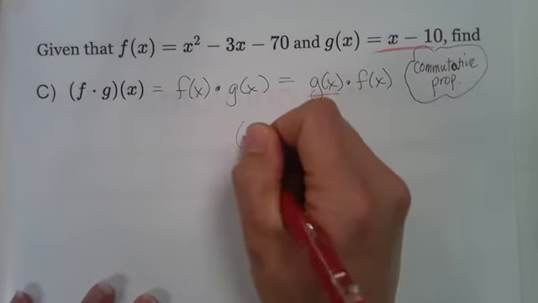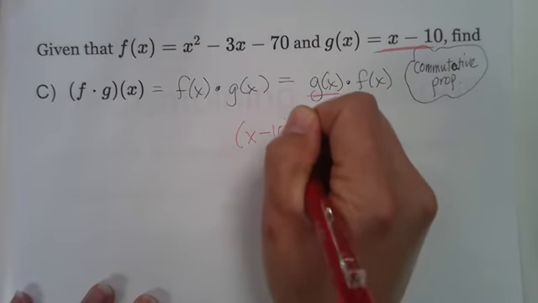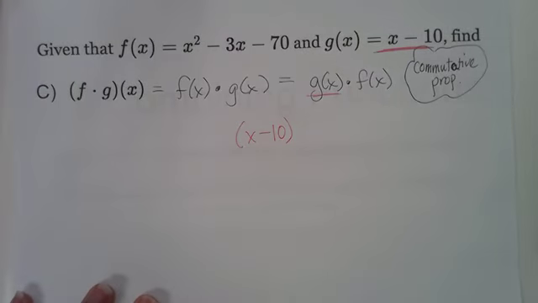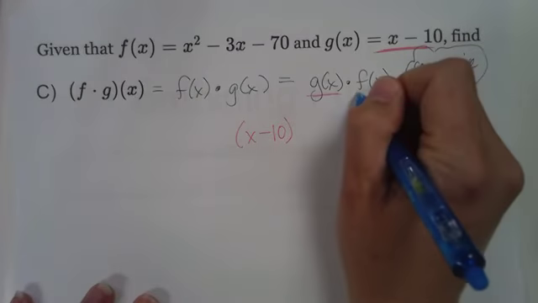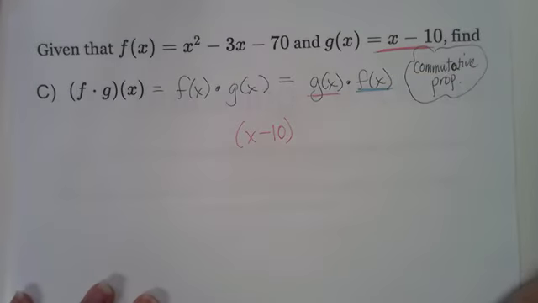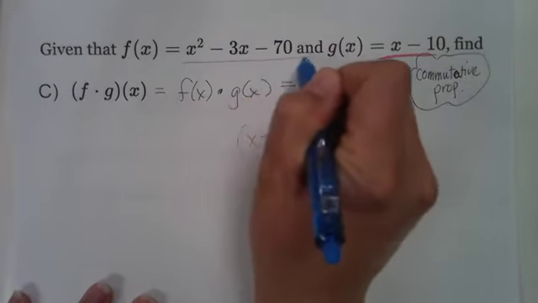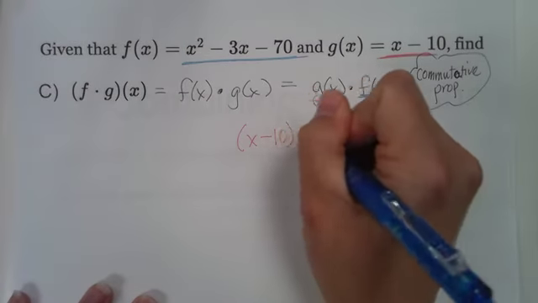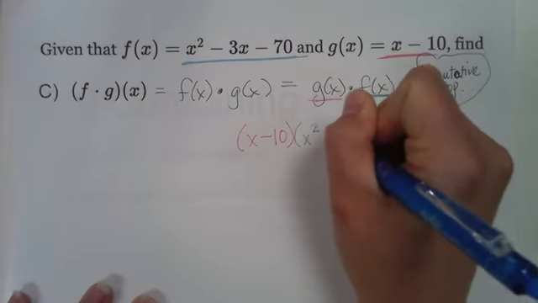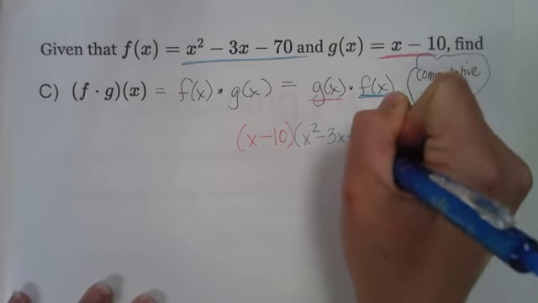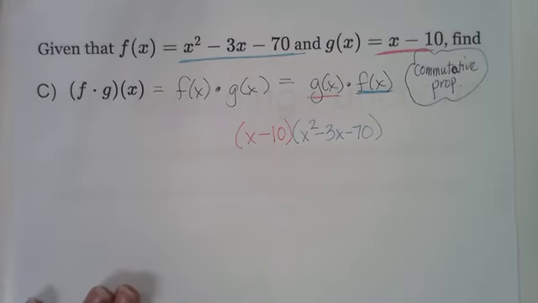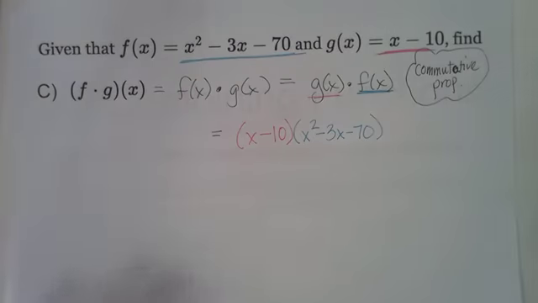The only reason I want to do that is because I want the little thing first. g of x is x minus 10. And f of x is x squared minus 3x minus 70. And I've got to multiply these things together. All right, so big parentheses there. We've got to multiply everything. There's lots of ways to do this. We could distribute. Or we could use a method.